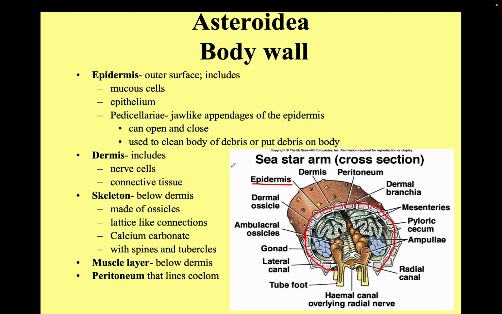The skeleton is below the dermis within the dermal tissue. It is deeper to the dermal tissue, made of ossicles, which are lattice-like in appearance. Here, as an example, we have the ambulacral ossicles, which are bony or calcareous in appearance, and this endoskeleton of the animal may appear as having different morphologies. Some are spine-like in appearance, some are tubercle-like in appearance.